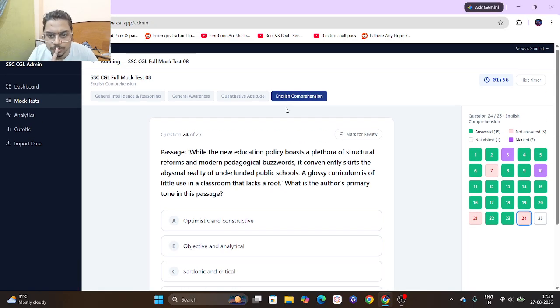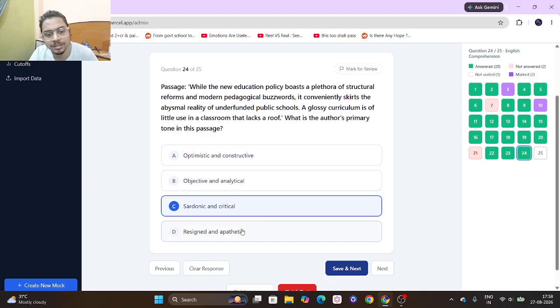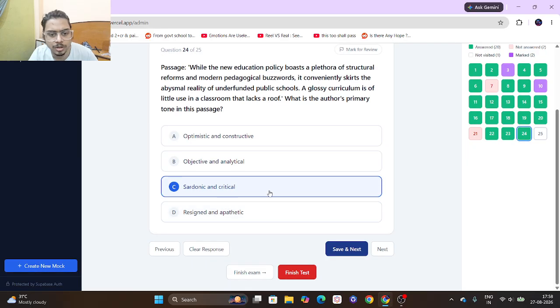While the new education policy boasts a plethora of structural reforms and modern pedagogical buzzwords, it conveniently skirts an abysmal reality of underfunded public schools. A glossy curriculum is of little use in a classroom that lacks a roof. What is the author's primary tone in the passage? Optimistic and constructive? No. Objective and analytical could be. Sardonic and critical? Yes. Resigned and sardonic. Sardonic means मजाक उड़ाते हुए उपहास करना and critical is also yes, he's criticizing.